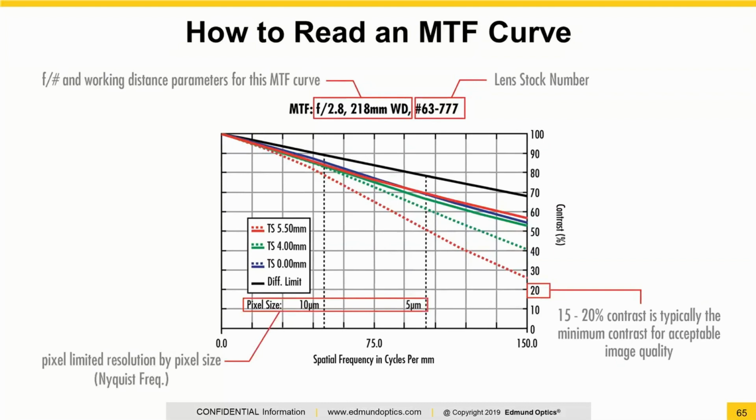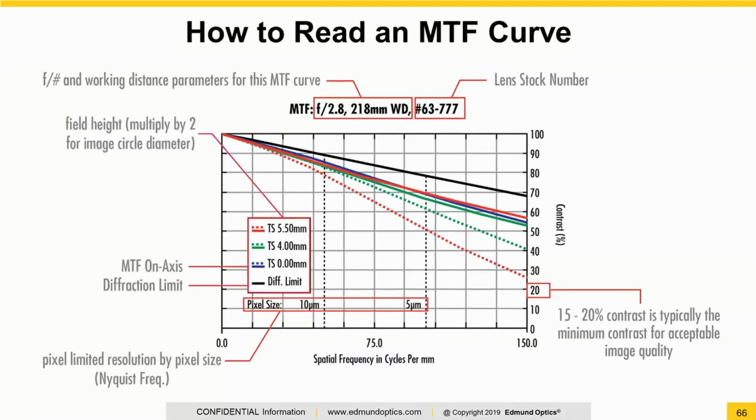You'll notice that there are a couple on this particular chart. We're showing 10 micron pixel sizes and 5 micron pixel sizes. Those correspond to a different individual frequency, and so you'll notice that a 5 micron pixel size would be a 100 line pair per millimeter frequency, or 100 cycles per millimeter for the frequency. A 10 micron pixel corresponds to 50 line pairs per millimeter, or 50 cycles per millimeter. Very quick conversion to get back and forth between those two.